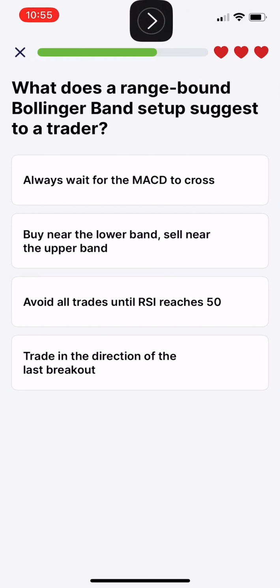What does a range-bound Bollinger Band setup suggest to a trader? Always wait for the MACD to cross. Buy near the lower band. Sell near the upper band. Avoid all trades until RSI reaches 50. Trade in the direction of the last breakout.